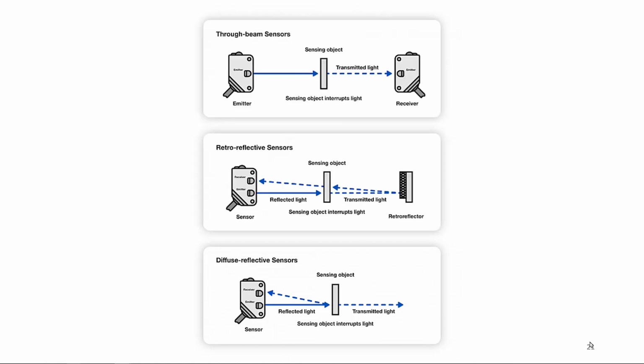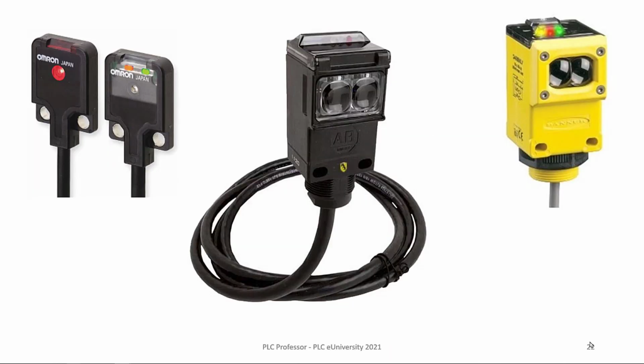Okay, object sensing. Your three choices: through beam, retroreflective, and diffuse reflective. So when you see retroreflective, think reflector. When you see diffuse reflective, think reflecting off an object. This is what a through beam looks like, these little Omron components. Those two together make one application.